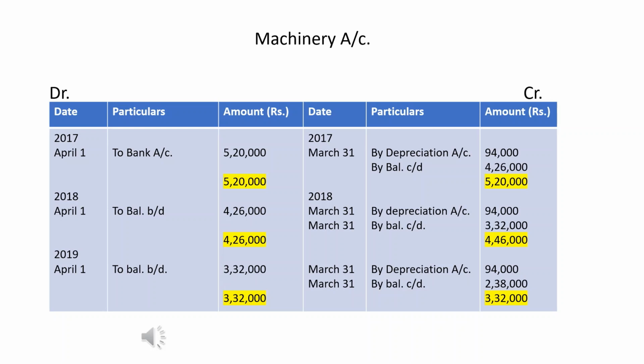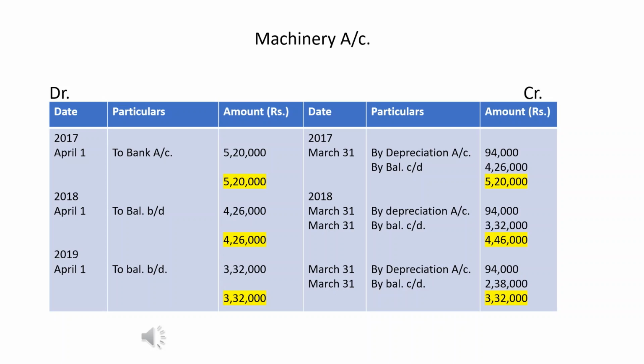So जब 2019 स्टार्ट हुआ आपकी मशीन की वैल्यू थी 3,32,000 रुपये, and थर्ड ईयर में आपकी मशीन डेप्रिशिएट होती है by 94,000 rupees. So जब तक आपका थर्ड ईयर ख़त्म होता है आपकी मशीन की वैल्यू बचती है 2,38,000 रुपये. That we are going to write on the credit side 31st March by balance carried down 2,38,000 rupees. And after that, we can make a total for the third year, which will come to 3,32,000 both the sides, and this will complete our machinery account for 3 years.